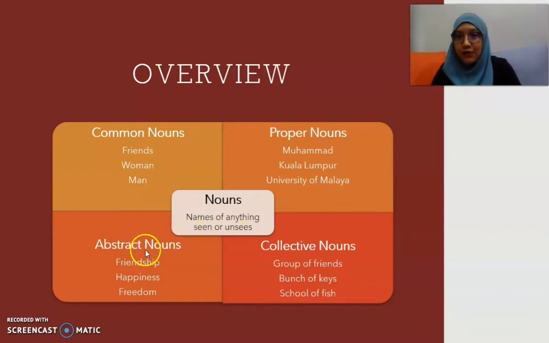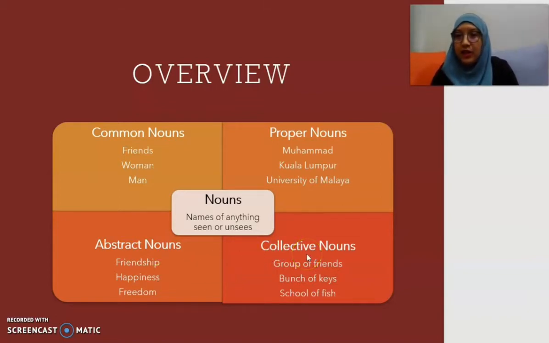The abstract nouns such as friendship, happiness, freedom, joy, sadness, these are things you cannot see, but they are still names, names of feelings and expressions. They are usually in small letters as well inside the sentences.